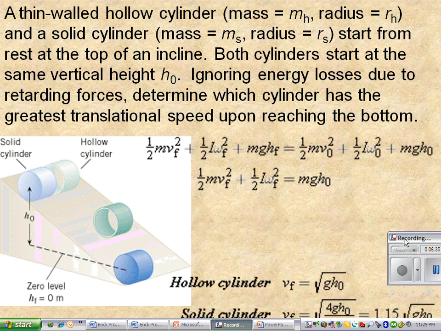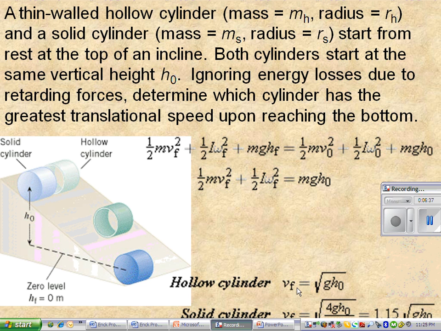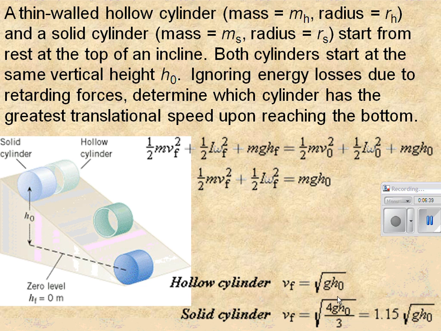And you'll see that if you solve for the final velocity of a hollow cylinder, it's the square root of gh. And if you solve it for a solid cylinder, it'd be the square root of 4/3 gh.